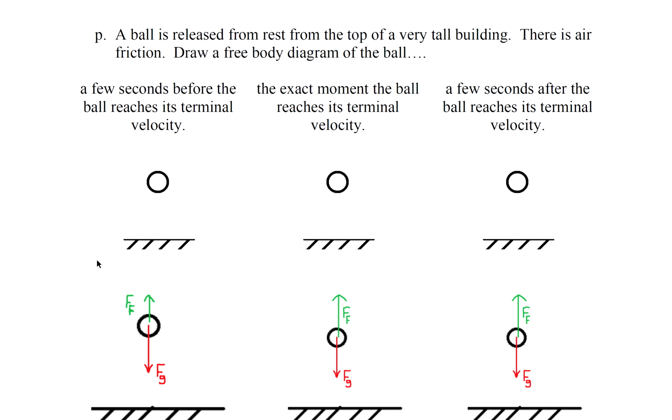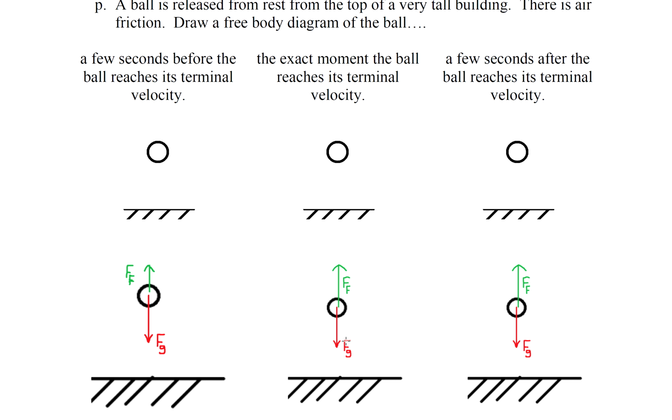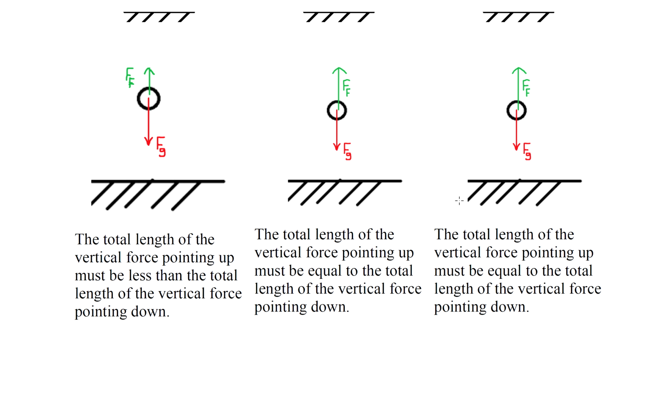The exact moment the ball reaches its terminal velocity. Terminal velocity is when sigma F equals ma, sigma F is 0, a is 0, v is constant. So if a is 0 and v is constant, then the magnitude of force gravity down has to equal the magnitude of force friction up. And a few seconds after the ball reaches its terminal velocity, the second image and the third image should be exactly the same, where the magnitude of force gravity down equals the magnitude of force friction up. So you could pause the video and read this.